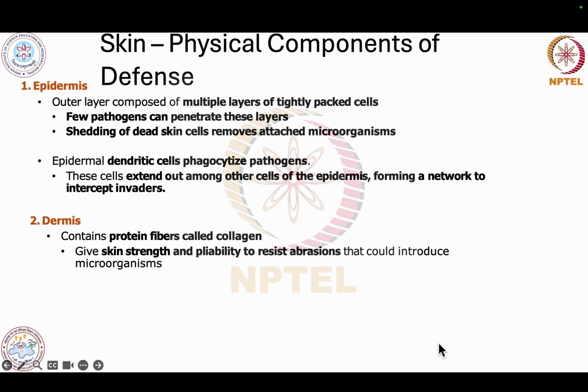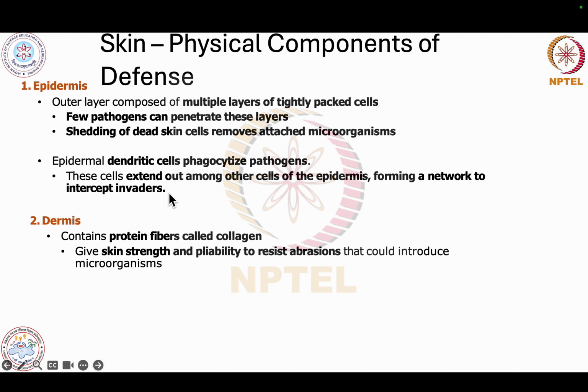Skin physical components of defense. The epidermis is the outer layer composed of multiple layers of tightly packed cells. Few pathogens can penetrate these layers. Shedding of dead skin cells removes attached microbes. Epidermal dendritic cells phagocytose pathogens. These cells extend out among other cells of the epidermis, forming a network to intercept invaders.